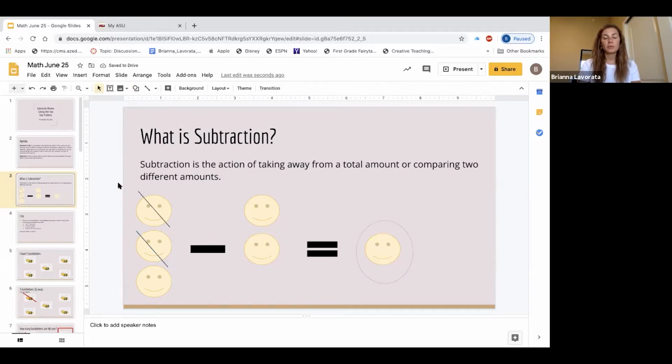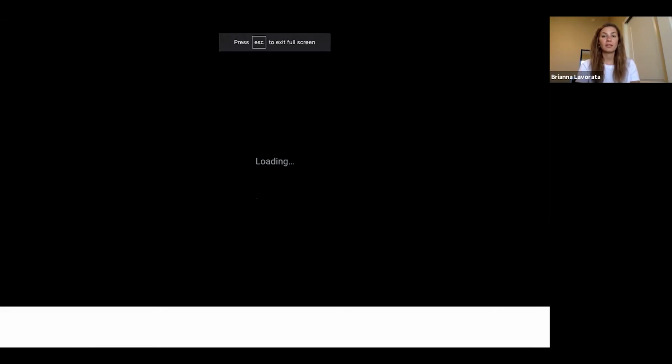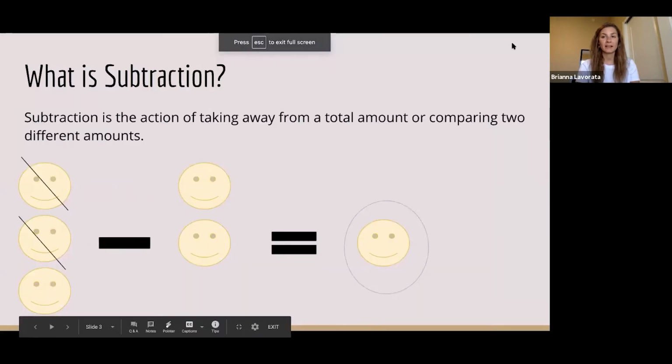So I'll walk you through that again. So we started with 3 smiley faces. Okay, we took away 2 smiley faces right here. If it's easier, you can always start with this picture where there's 3 smiley faces and cross them off. And then we are left with 1 smiley face, okay?